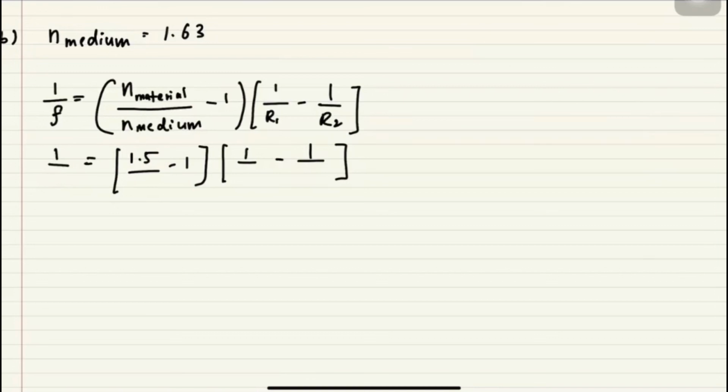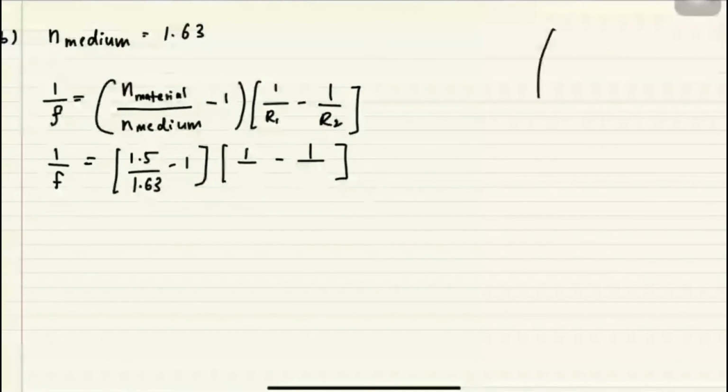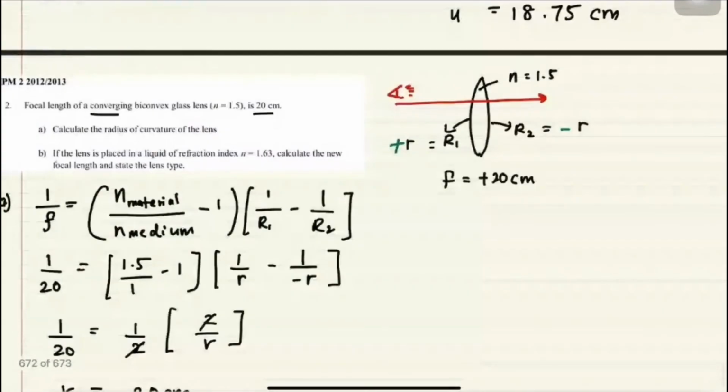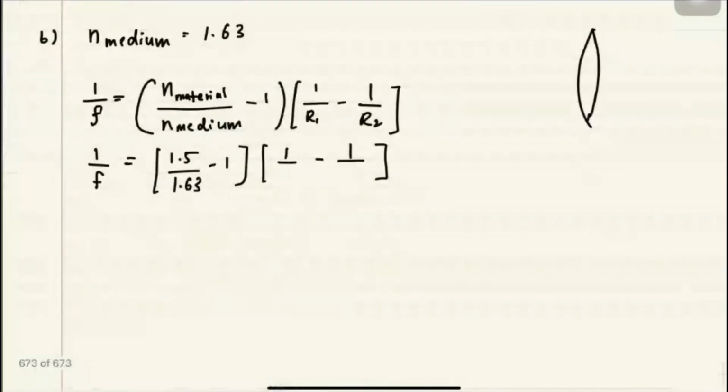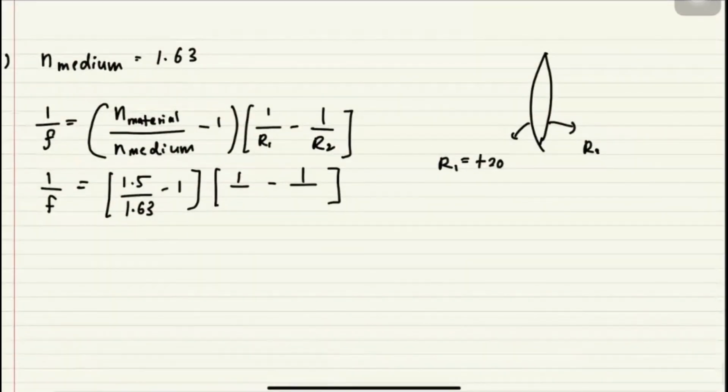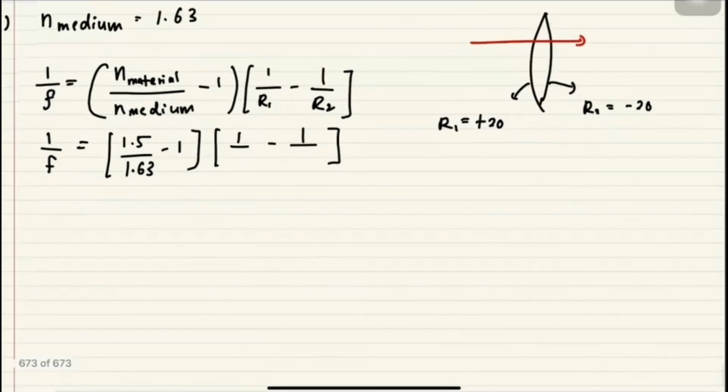Okay, now we want to find the F. Okay, medium dia adalah 1.63. Dia still lens yang sama. Okay, bentuk lens tu sama. So maksudnya R1 dan R2 tu adalah positif R1, negatif R2. Okay, R dia adalah 20, so positif 20, negatif 20. Sebab apa? Ray kita dari sini, surface ni cembung, positif, cekung, negatif. Okay, so masuk je balik dalam tu.